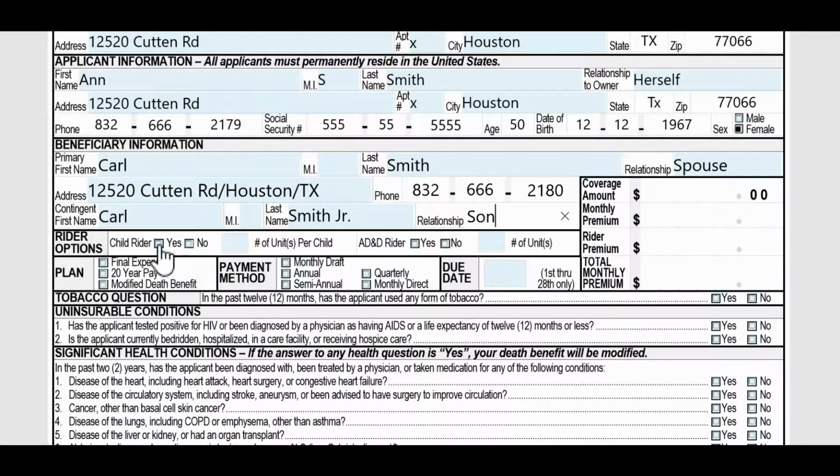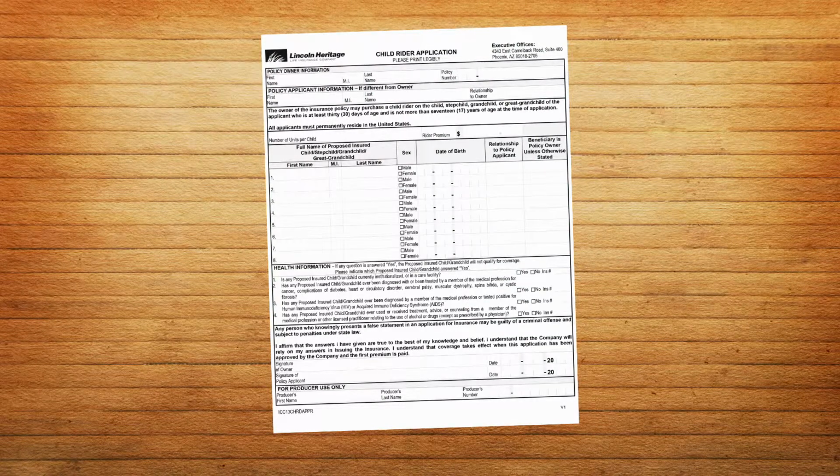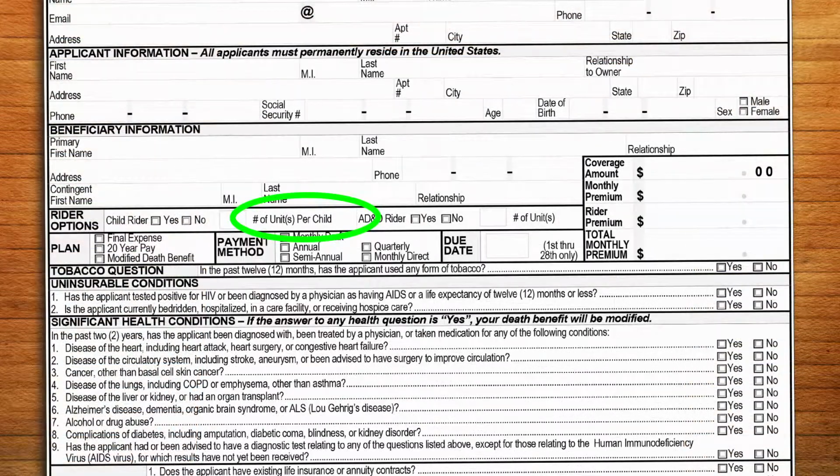In the rider's part of the application, we only have 2 options. We answer yes or no if the policy includes a child rider or an AD&D rider, and the number of units that correspond to each item. In case there is a child rider, we remind you that it is necessary to complete the form of child rider with the necessary information. The number of units marked in this case is for each child. All the children must have the same number of units.